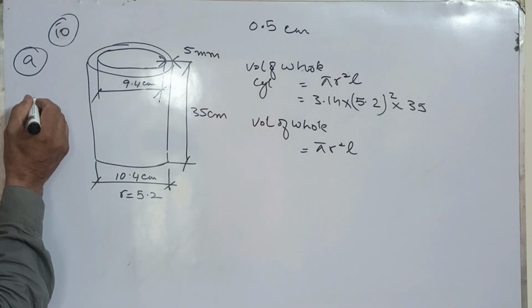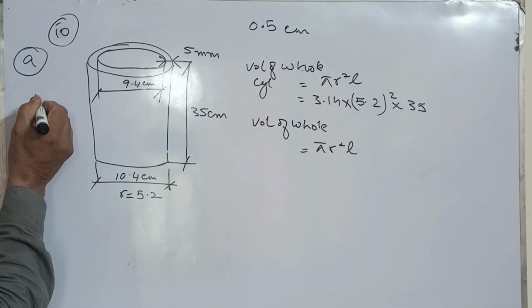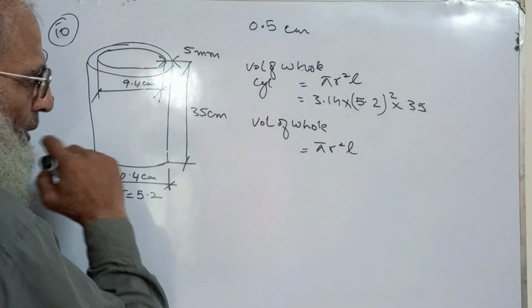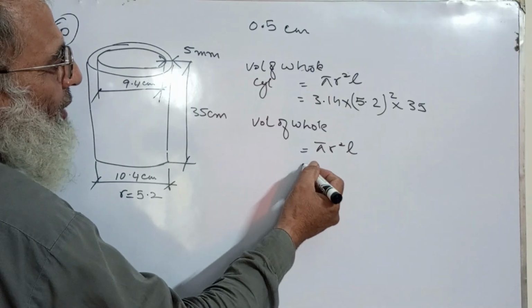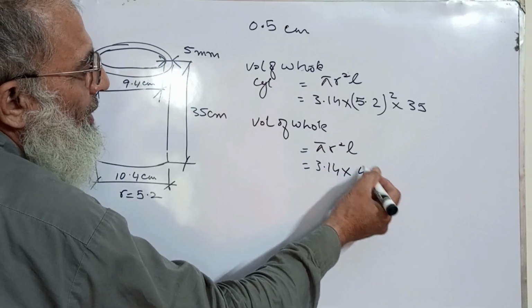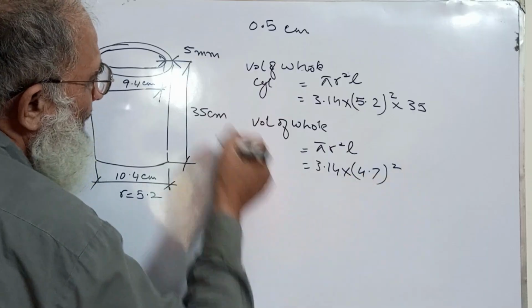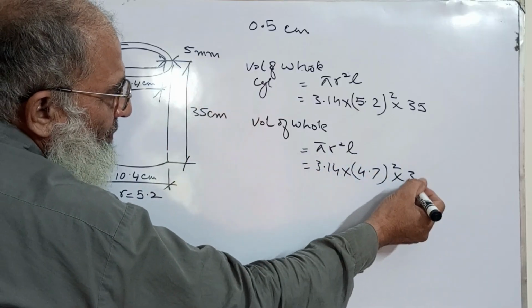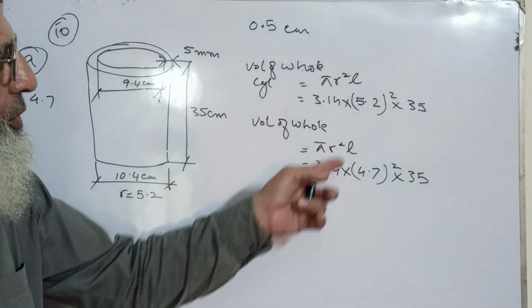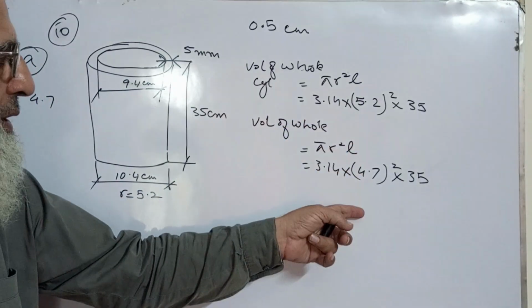So it will be 4.5 plus 0.2, which is 4.7. Okay, it is 4.7. So the volume of the hole will be equal to 3.14 multiplied by 4.7 the whole square, and multiplied again with the 35. Now this whole has been cut out from this.